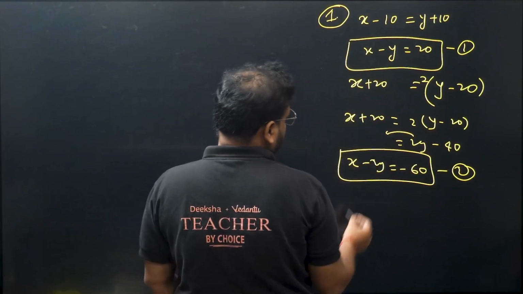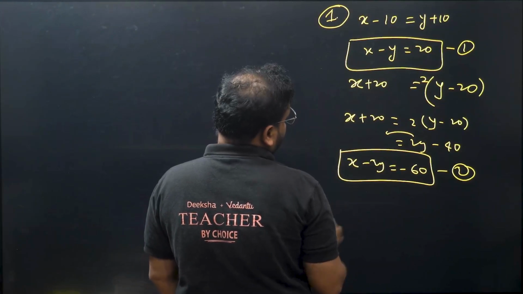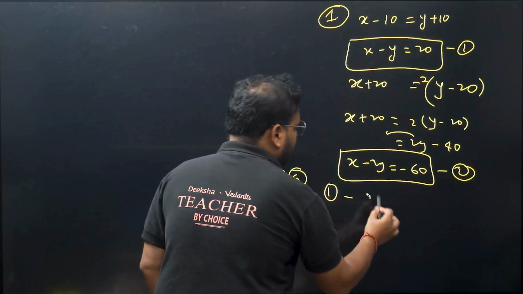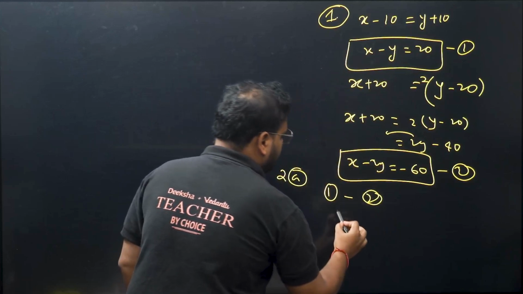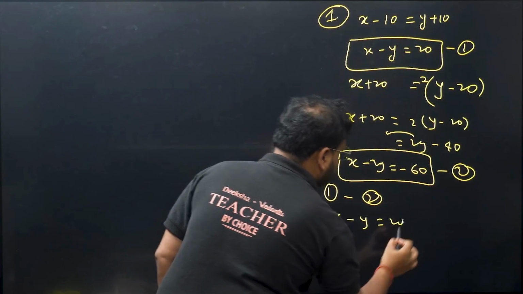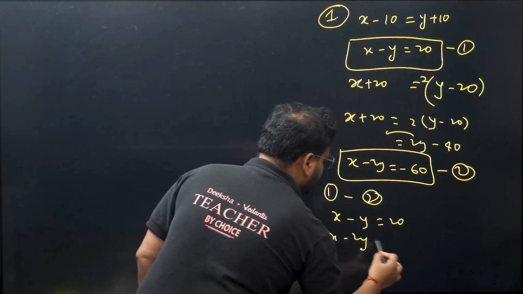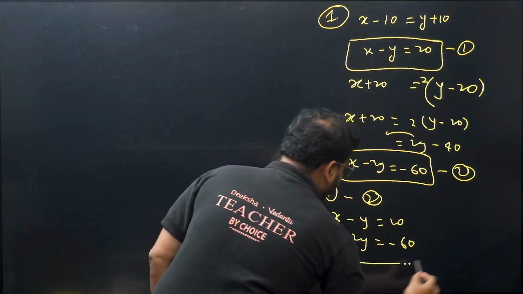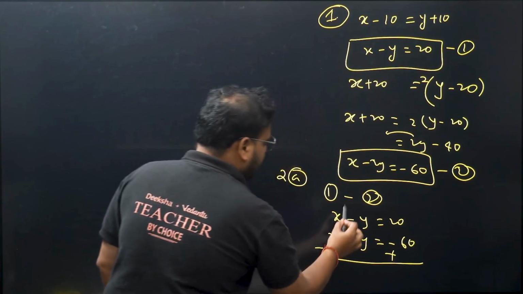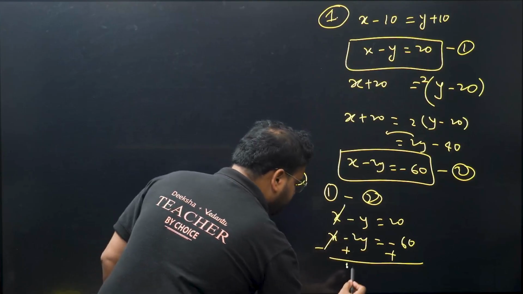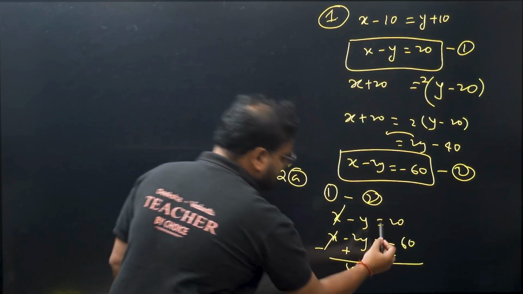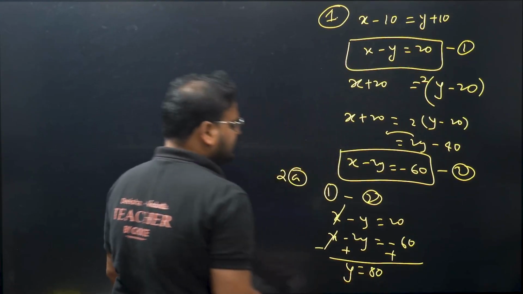Let's subtract these two. What do I get? I do 1 minus 2, and X is cancelled. X minus Y equal to 20 and X minus 2Y equal to minus 60. Subtract these two, please. We get minus sign here, plus sign here, plus sign here. X and X is cancelled. This becomes plus Y, because minus y plus 2y becomes plus y. This is going to be 80. So y has 80 students.